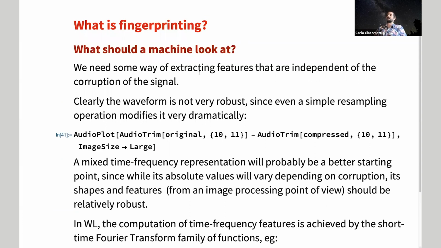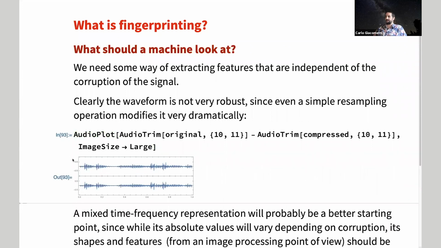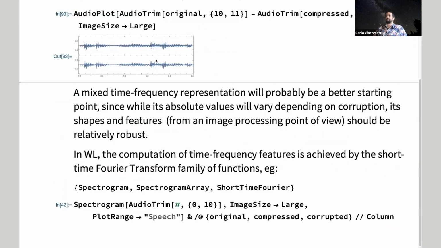So we need to extract some feature that is independent or very robust, at least, to the corruption of our signal. Waveform is not great, as we've seen. Just a compression operation, you can see that the difference is definitely different than zero. So that is a no-go already. We're not even talking about corruption here. Just compressing it and saving it as MP3 destroys the waveform in a dramatic way.